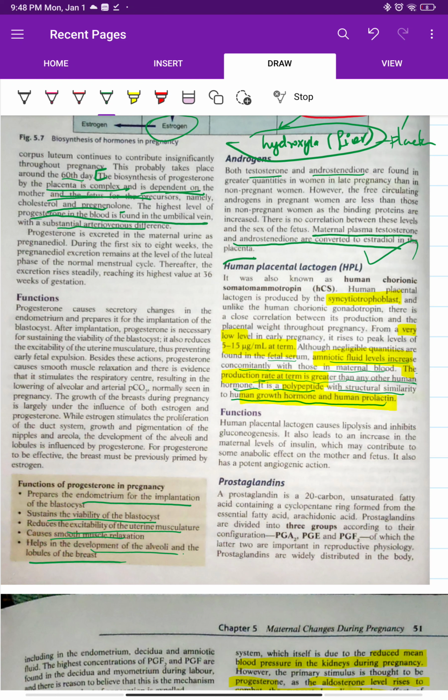And human placental lactogen causes lipolysis and inhibits gluconeogenesis, so it increases the maternal level of insulin, and it may contribute to some anabolic effect in the mother and the liver. The anabolic effect is that the mother stores lipids, and these lipids are broken down and stored in the form of free fatty acids. When the child is getting less food, these free fatty acids are used as energy. So that is what it does. Human placental lactogen causes lipolysis; lipids are broken down to free fatty acids.